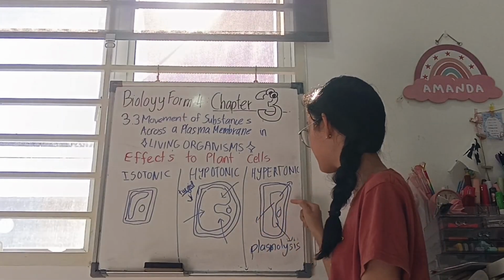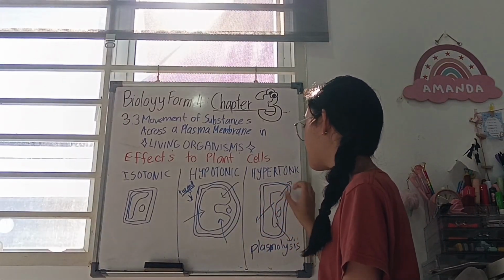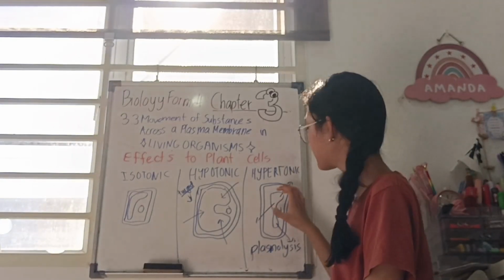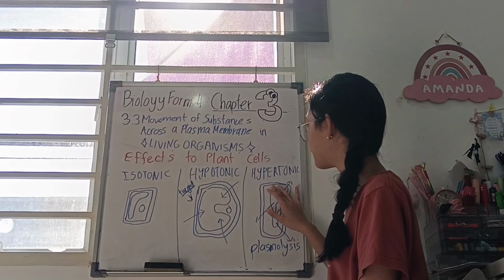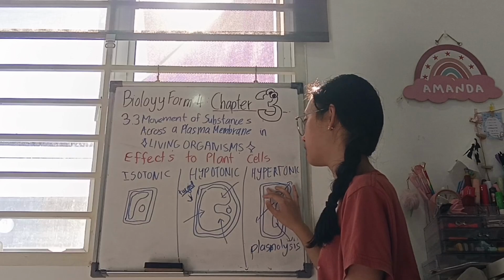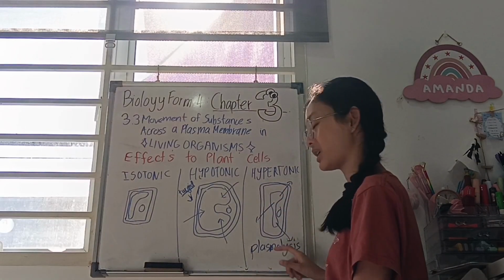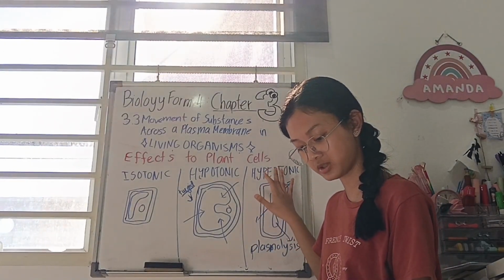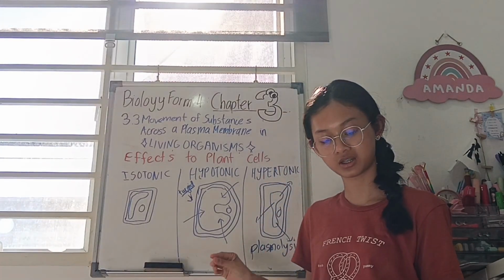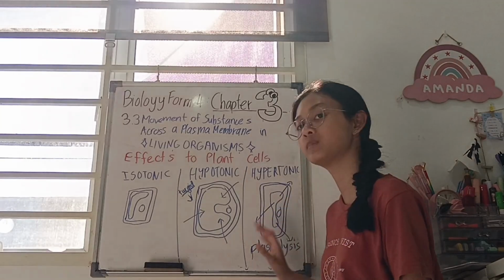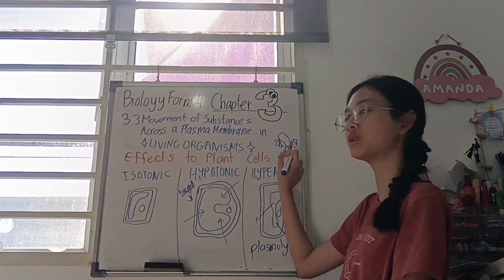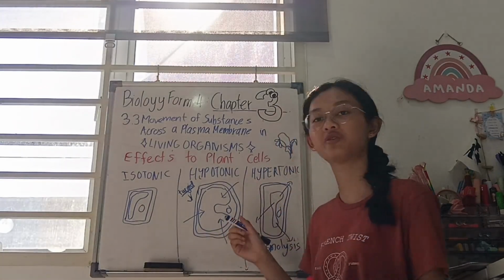And for hypertonic, the water will diffuse out of the cell, causing the vacuole and the cytoplasm to shrink. This will pull the plasma membrane away from the cell wall, and this thing is called plasmolysis. This is the thing that happened. This plasmolysis causes the leaves and stem to wilt downwards. You know, see, it's wilted downwards. That is all for 3.3.